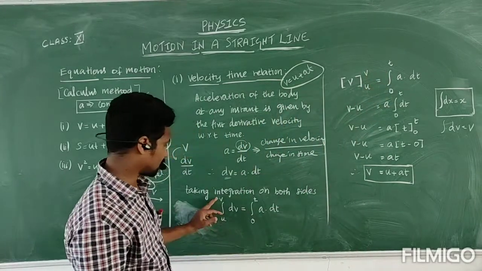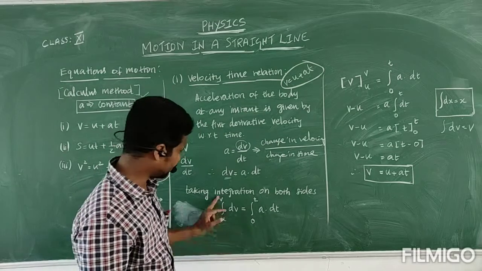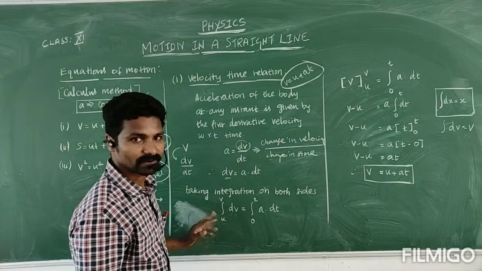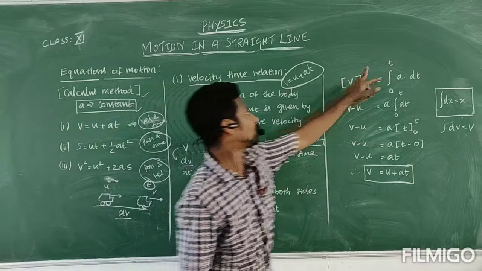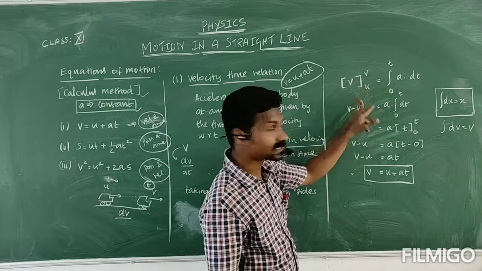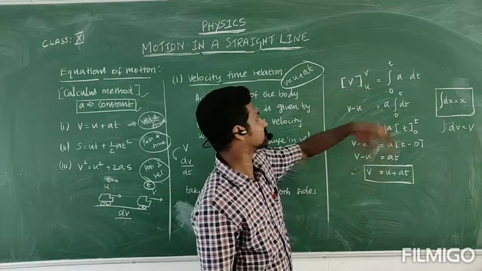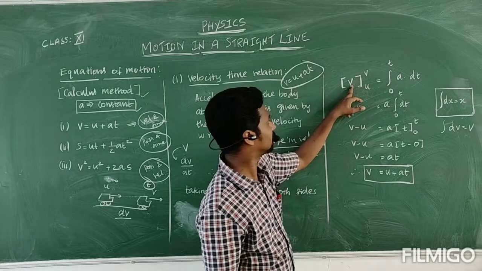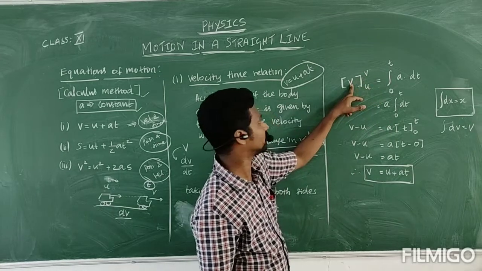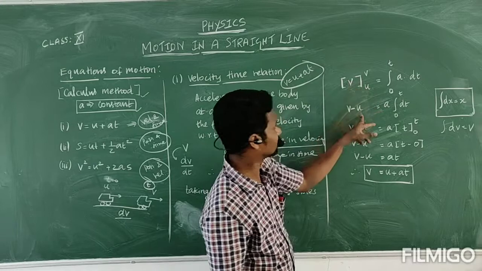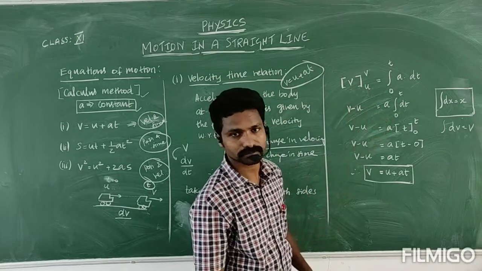So that is the procedure: upper limit and lower limit. It will be the limit, from where to where. So upper limit, then lower limit. The next step is upper limit minus lower limit. We have to apply the upper limit value here, then minus the lower limit value. That is v minus u.